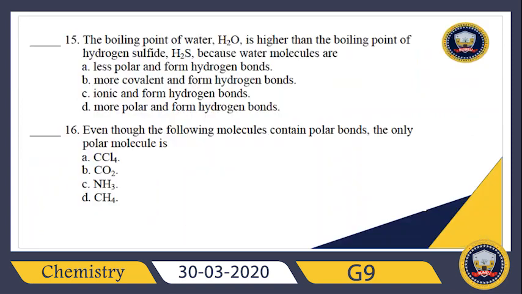So let's start. Now, the boiling point of water, H2O, is higher than the boiling point of hydrogen sulfide, H2S, because water molecules are what? You should know. Now, the electronegativity of oxygen is higher than the electronegativity of sulfur. So this means what? The water molecules are more polar and form hydrogen bonds. Okay, so the answer is D.